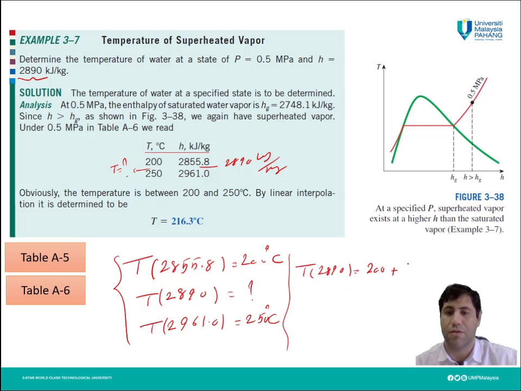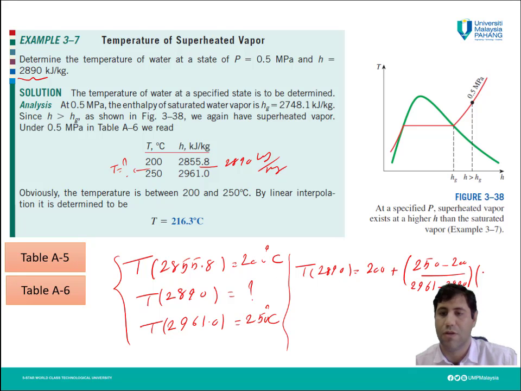So let's just write this minus 200, divided by 2961 minus 2890. This should be multiplied by 2890 minus the value for the lower temperature 1800 55.8.